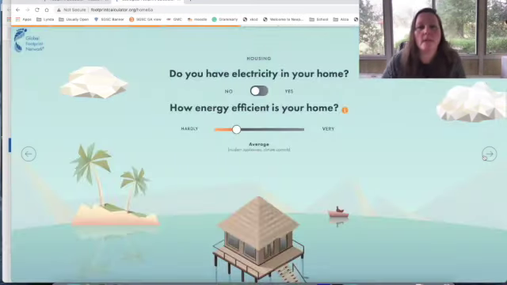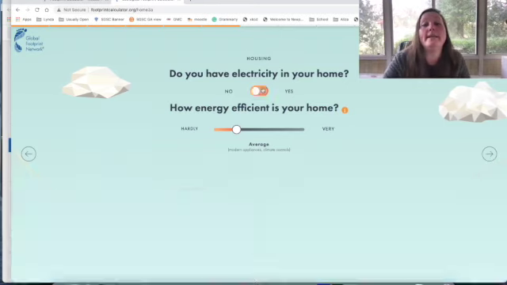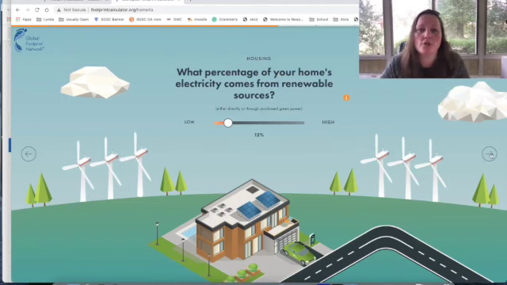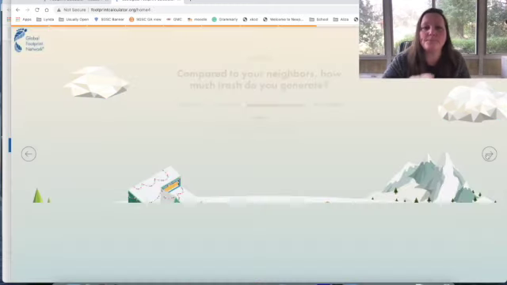So, do you have electricity in your home? Yes, I do. How efficient? I'm going to say average. I'm working on it. What percentage of your home's electricity comes from renewable sources? I am going to say about 25%. I don't think my county does a whole lot of the actual renewable sources yet. I'm trying to do that, but I do have 4 solar panels attached to my house. So I'm working on making it better.